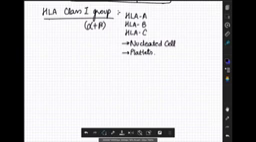Or the question will be, which non-nucleated cell does not express HLA class 1 antigen? So the answer will be RBCs.